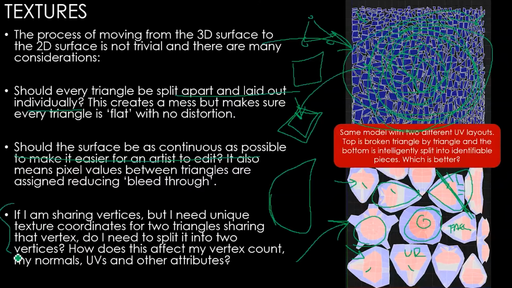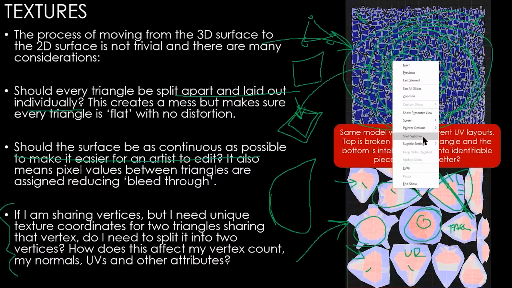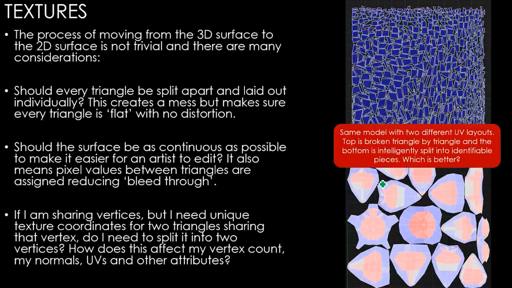One last thing I want to mention here is if you're sharing vertices, but I need unique texture coordinates for two triangles. For instance, let's clear this out again. If we come down here, this vertex here, and let's say this one right here are the same. They share the same point in space, right? However, because I've split these up, they need separate texture coordinates because they're in two different locations. Therefore, I need to define one vertex for this location and another vertex for the other location.